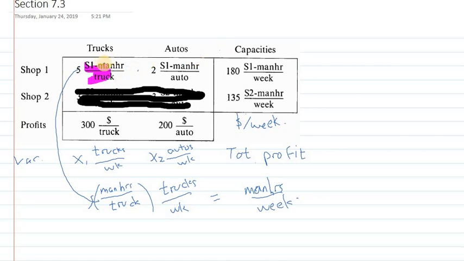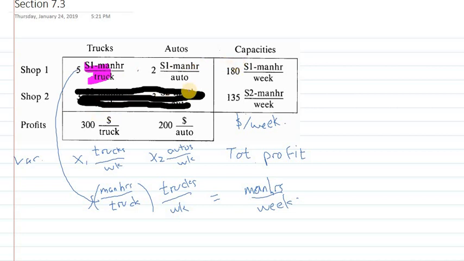Man hours per truck times the variable, which is trucks per week, is going to give me man hours per week. Now does this one also work out? Well, we have to have these units, man hours per auto times autos per week, also work out to be man hours per week. And you'll see that the autos cancel, and you in fact do get man hours per week. All right, so this constraint equation works with the units that we have put here.